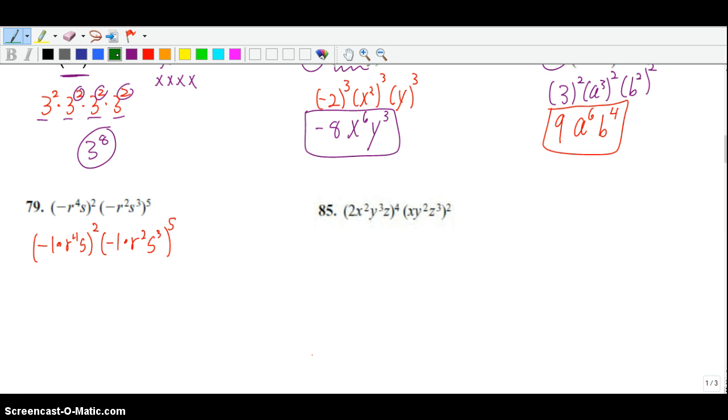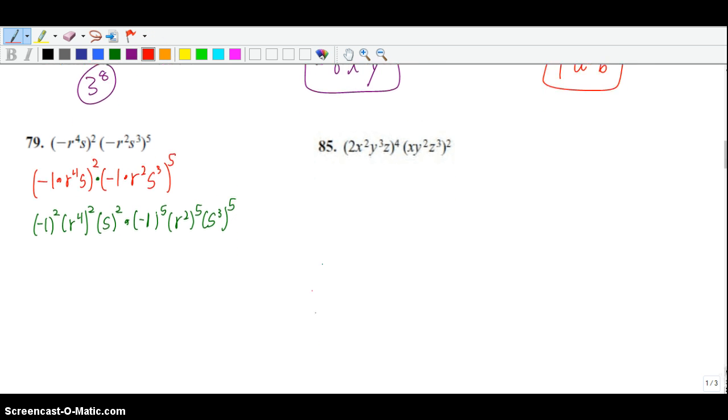So then I'm going to square the negative 1, and everything else inside that parentheses. And same thing with the other one. These are just being multiplied together, so just keep the multiplication. So negative 1 to the, oh, let me fix that real quick. Negative 1 to the fifth power. Okay, and then r squared to the fifth power, s to the third to the fifth power. Give myself a little more room.